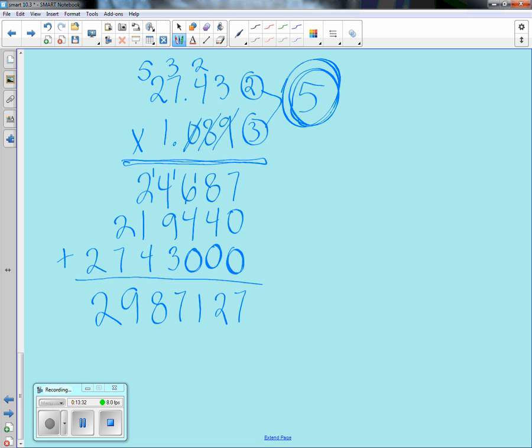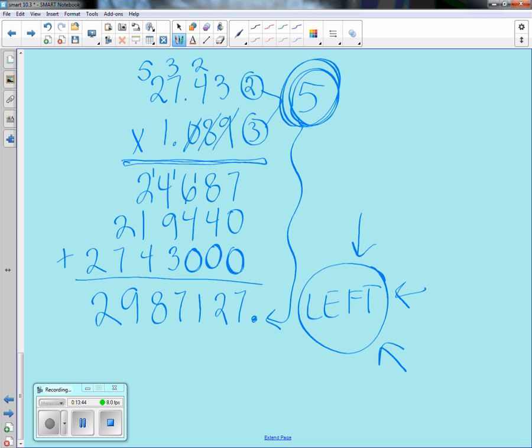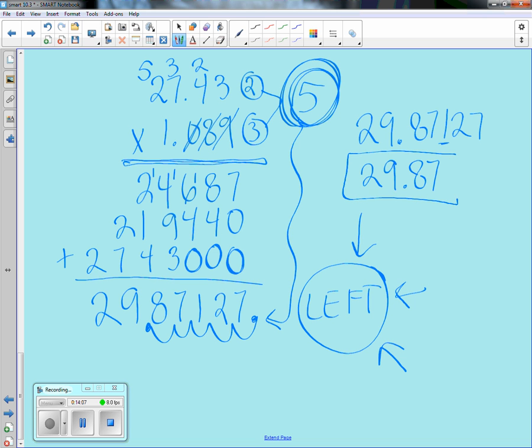But we have to remember this 5, so I'm going to bring it down here. My decimal point always starts here, and I move it to the left 5 place values. So that's 1, 2, 3, 4, 5. And my answer now is going to be 29. And holy smokes, that's a big number. We usually can just round to the thousands place, if not the hundreds place. So in that case, we would have 29 and 87 hundredths. That's an answer that I would accept.